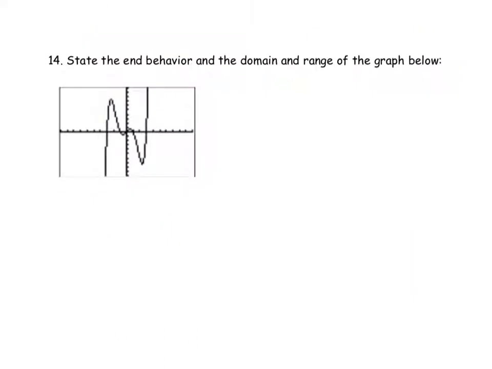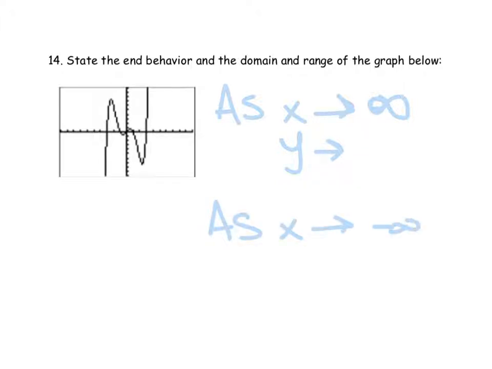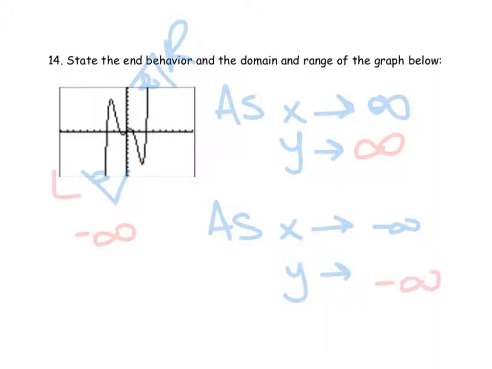This question says state the end behavior. So if you remember, we have to write as x goes to infinity, y goes to something, and as x goes to negative infinity, y goes to something. So look at my ends, which are right here. One's pointing up, one's pointing down. So this is the right side of the graph. So I'm going to look at the first end behavior and put infinity here. And then the other, this is the left side of the graph. It's going down to negative infinity. So that's going to be that.